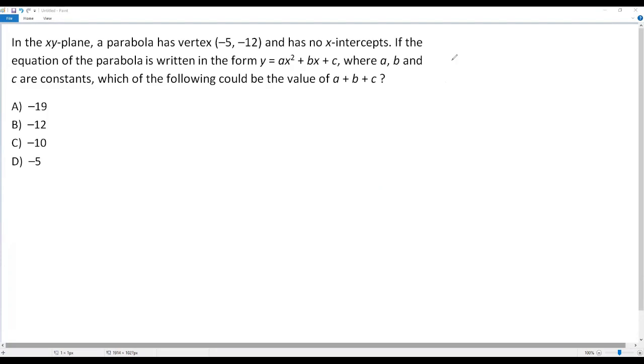In the xy plane, a parabola has vertex (-5, -12) and has no x-intercepts. If the equation of the parabola is written in the form y = ax² + 2bx + 2c, where a, b and c are constants, which of the following could be the value of a + 2b + 2c? Here we have the equation of the parabola, y = ax² + 2bx + 2c. Usually we consider this form as a standard form of a quadratic function.